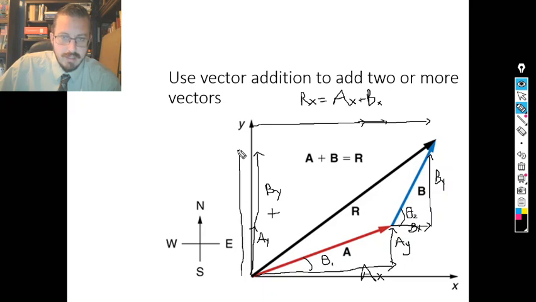y component. We can call that r sub y. And once we know the x component of vector r and the y component of vector r, we simply use Pythagoras' theorem to find the resultant of the entire vector.